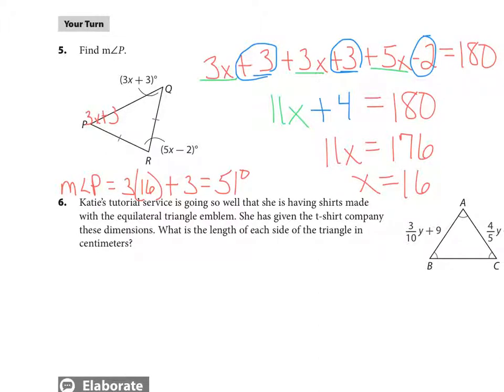Okay, so if you work this out, you should have gotten x equals 16. And when you plug that back in to find the measure of angle P, you should have gotten that it equaled 51 degrees. And that is all for lesson 7-2.